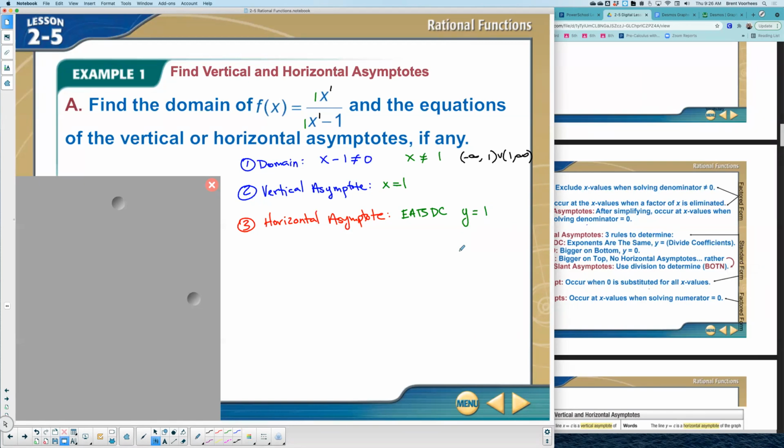The horizontal asymptote is telling you the end behavior. As it goes left and right, it'll go to the value of 1. This graph will go flat to the value 1. Okay, we have 2 things left.